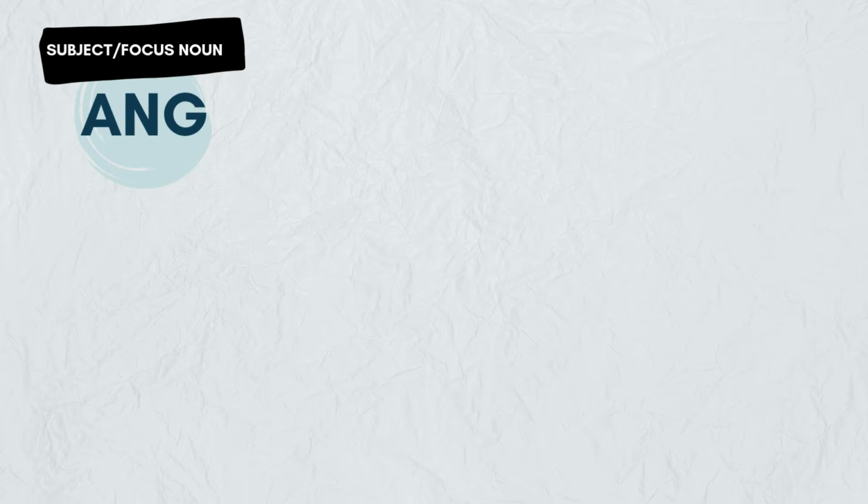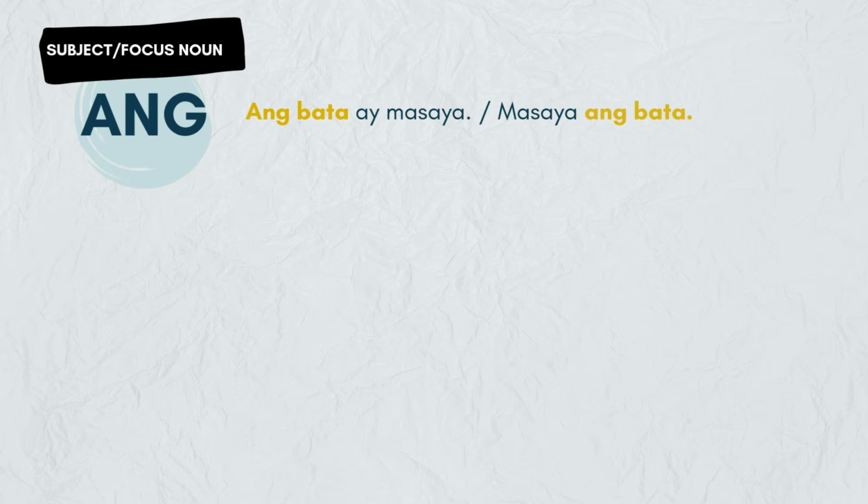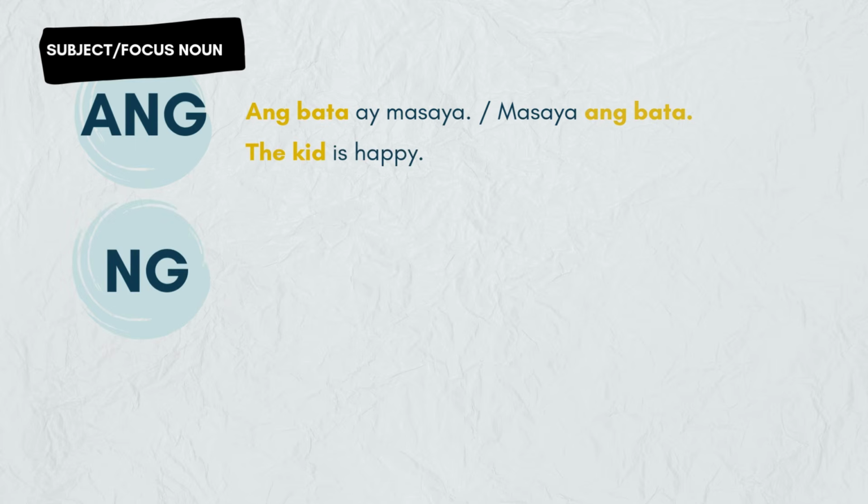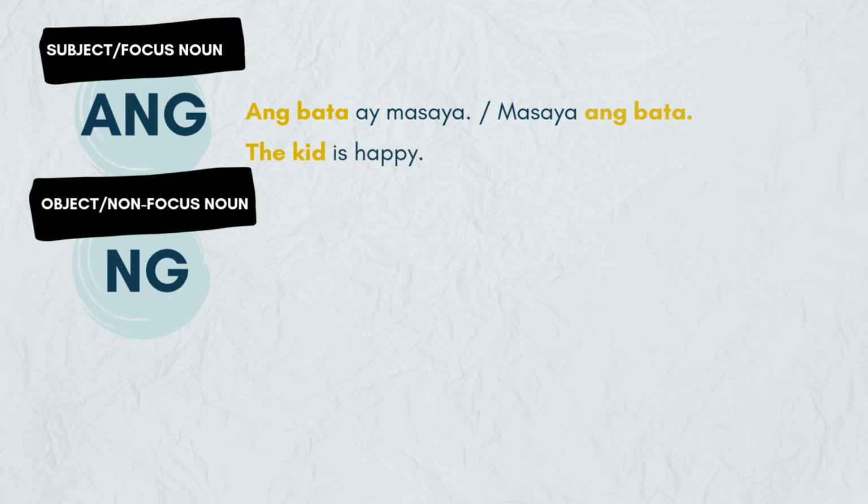Let's do a comparison of the markers. Ang is used for the subject or focused noun. Example, ang bata ay masaya. Or you can also say, masaya ang bata. The kid is happy. Nang is used for the object or non-focused noun. Example, gusto ko ng tubig. I like water.